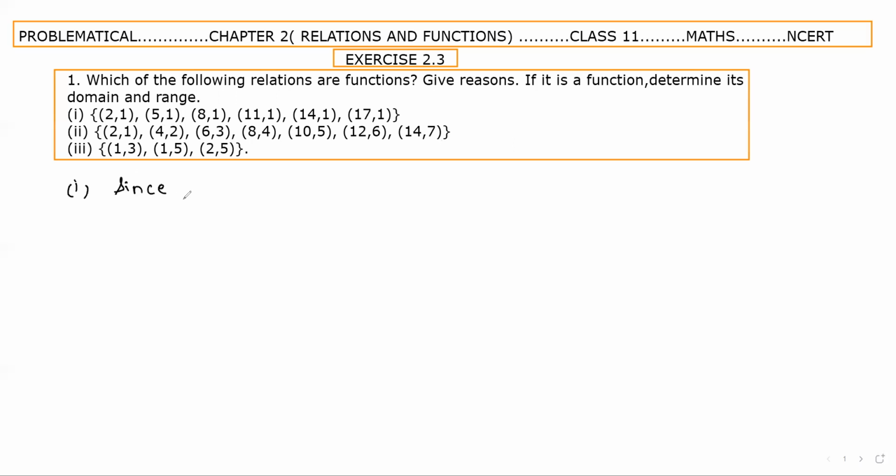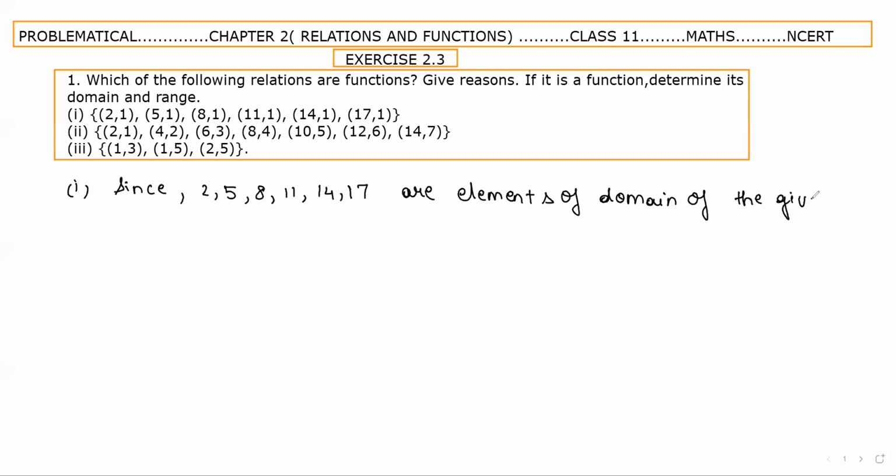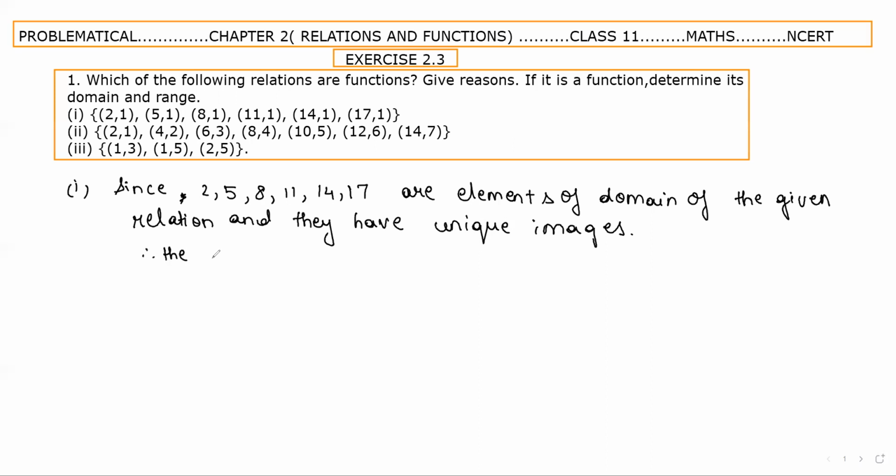So, since 2, 5, 8, 11, 14, and 17 are elements of the domain of the given relation, and they have unique images, therefore, the relation is a function.